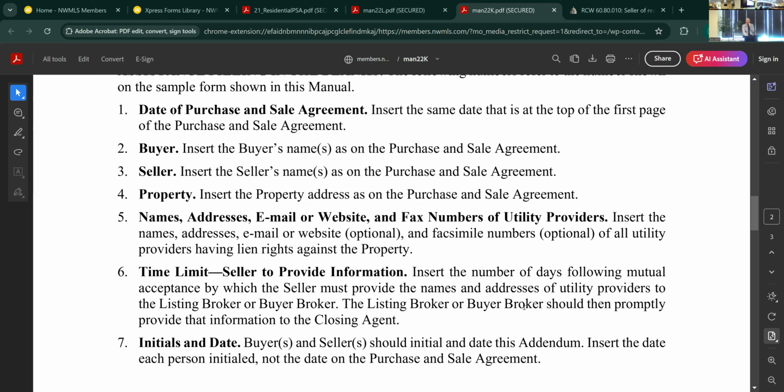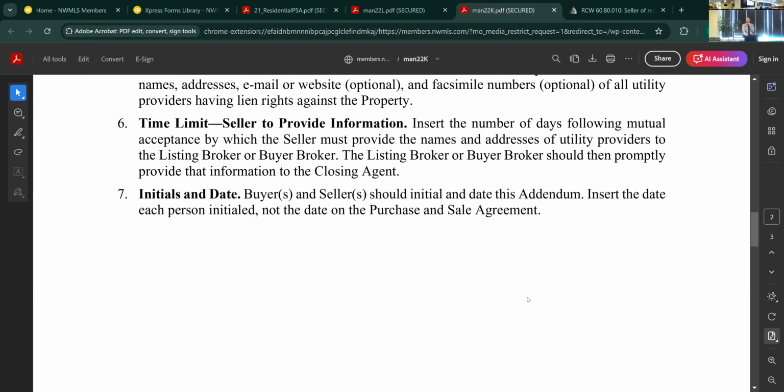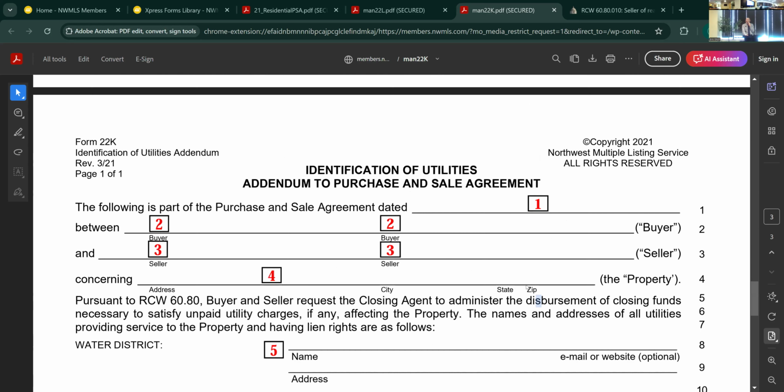Time limit, seller to provide information: insert the number of days following mutual acceptance by which the seller must provide the names and addresses of utility providers to the listing broker or buyer broker. The listing broker or the buyer broker should then promptly provide that information to the closing agent. Initials and dates, and then we're good.